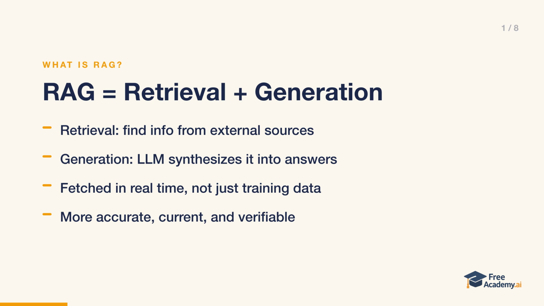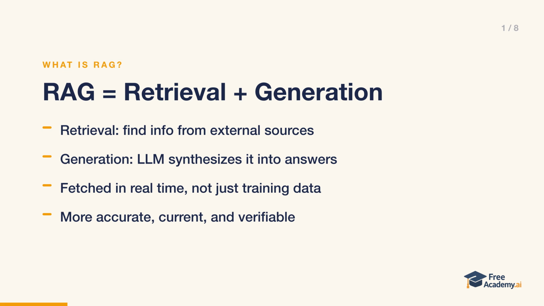Retrieval-Augmented Generation, or RAG, is the technology behind most modern AI search systems. And if you want your content cited by AI, you need to understand how it works. RAG combines two capabilities. First, retrieval, which means finding relevant information from external sources. Second, generation, which means using a large language model to synthesize that information into a response.